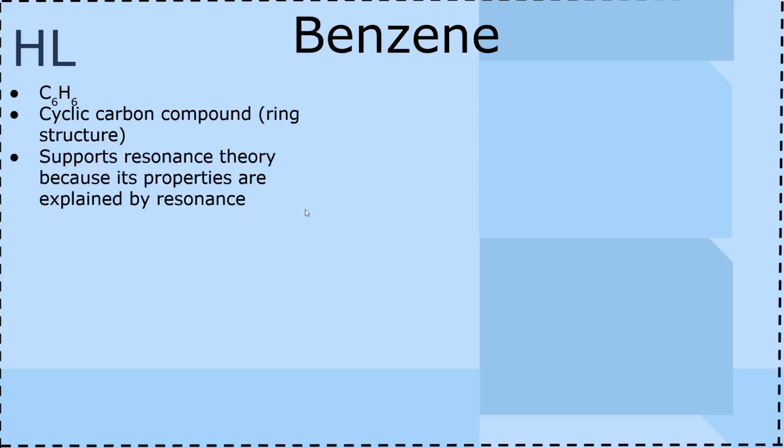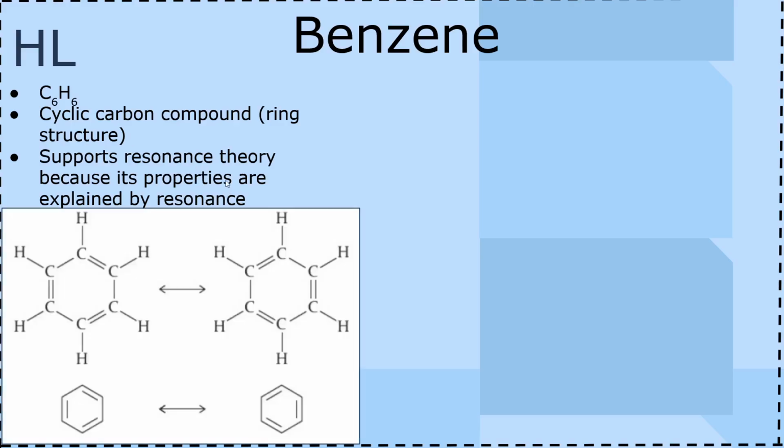Now, earlier we talked about the delocalization of electrons, and we talked about benzene being a good example, and benzene is something you're going to have to really know well. So benzene is C6H6, and it's a cyclic carbon compound with a ring structure. It supports resonance theory because its properties are only explained by resonance theory and the delocalization of its electrons.